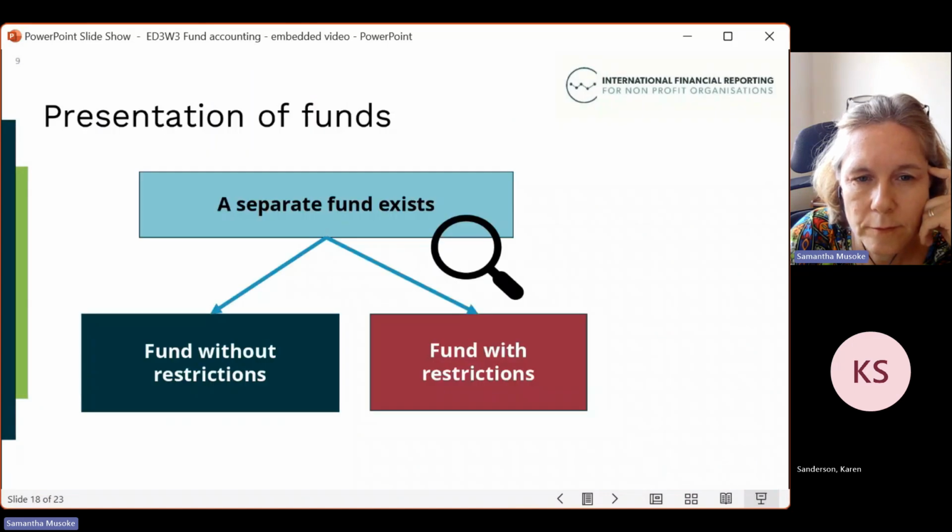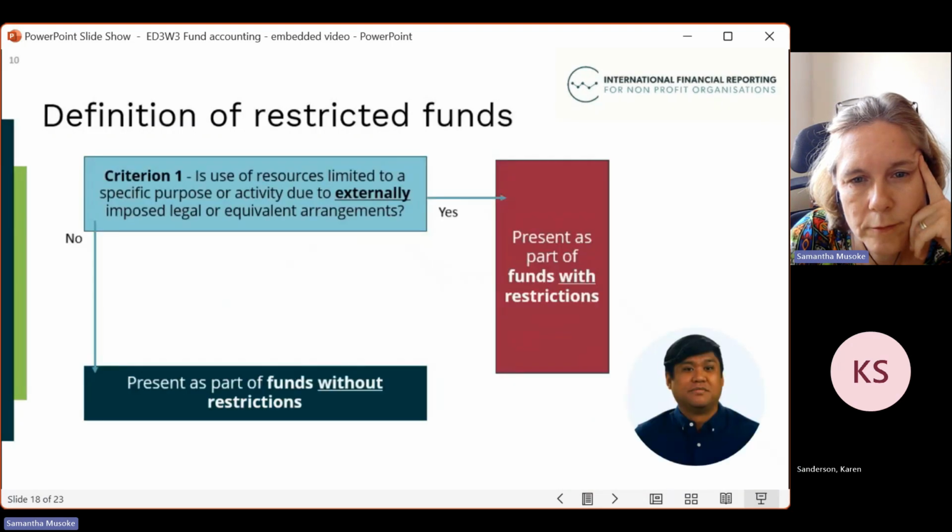For each separate fund, an assessment needs to be carried out at each reporting date. This assessment looks at whether a fund is to be presented as part of funds with restrictions or part of funds without restrictions. For a fund to be presented as a fund with restrictions, it needs to meet one of two criteria that are set out in INPAG.